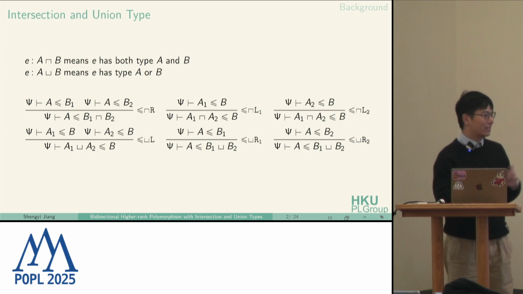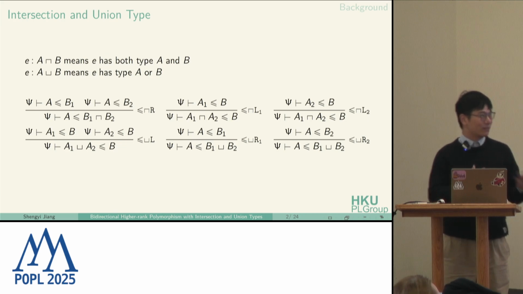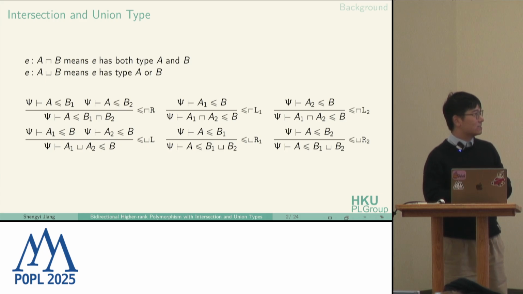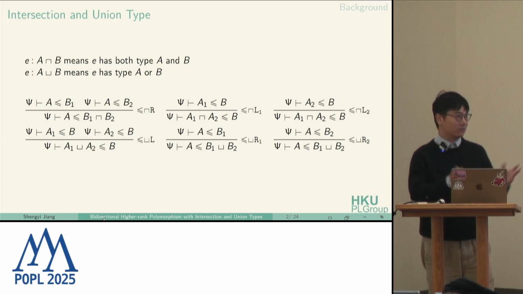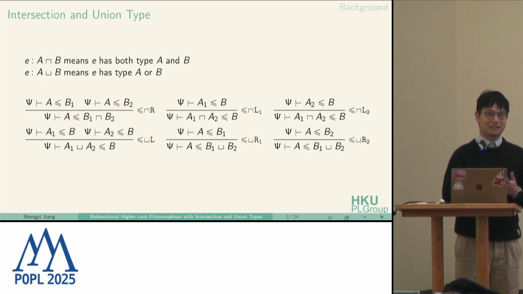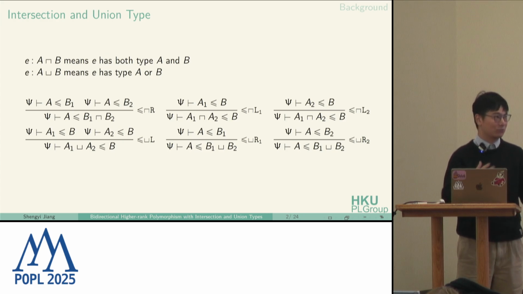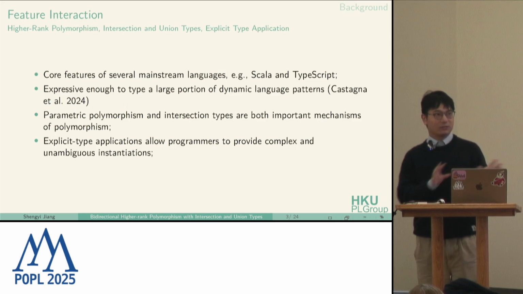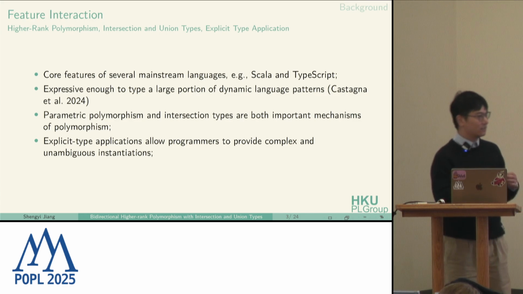Because these things usually have a very clear set-theoretic interpretation, most people have a very clear intuition about it. So a term has an intersection type means it has both types. A term has union type means it has either type. And these subtyping rules characterize this set-theoretic notion. In more complex systems with intersection union types, you sometimes have more complex subtyping rules like distributivity, but we don't consider them here.